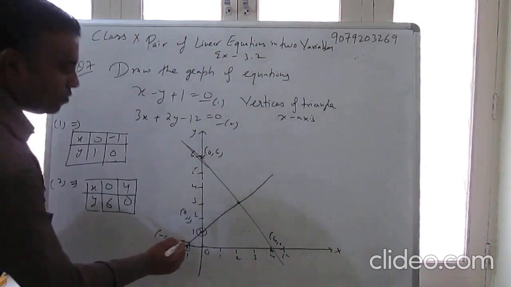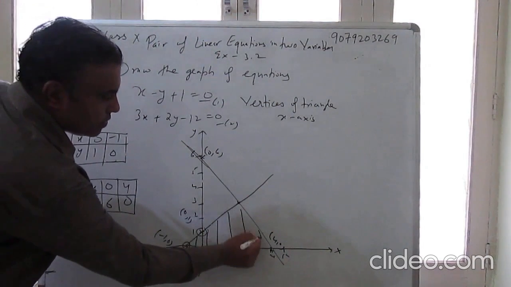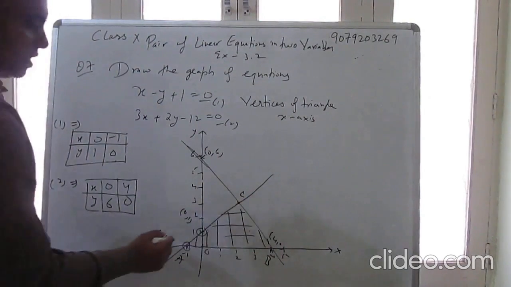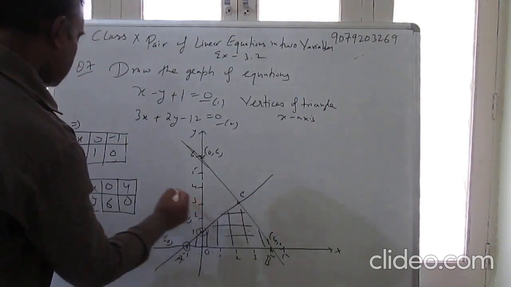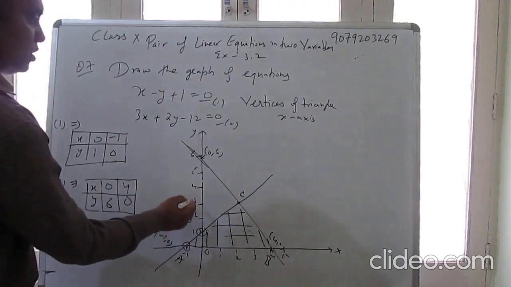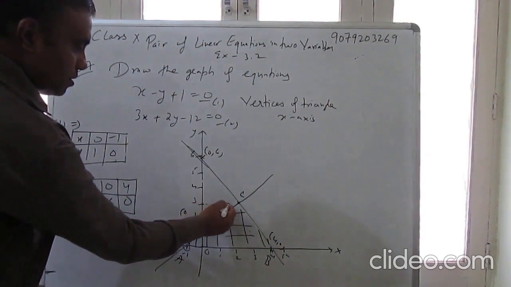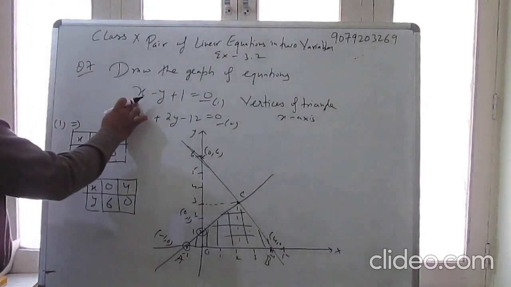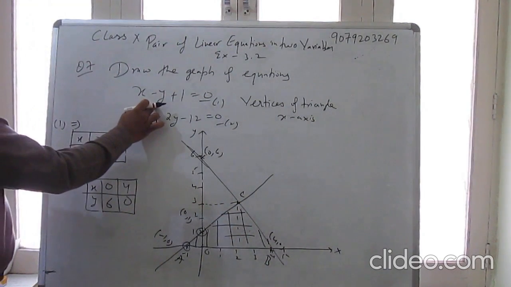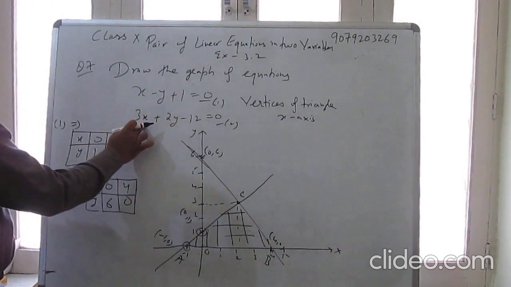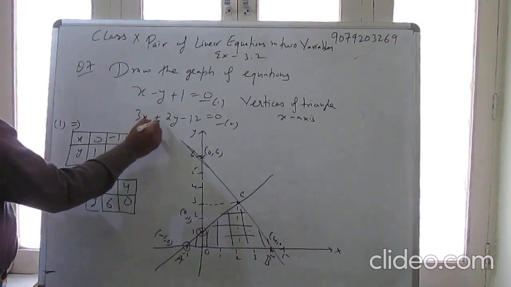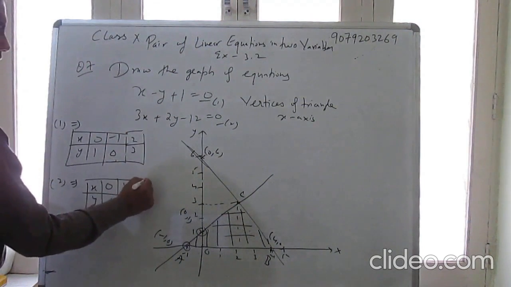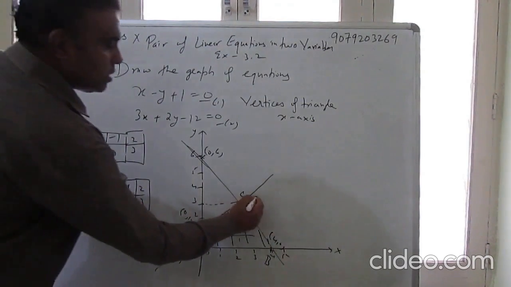This is the intersecting point. You have to shade the triangle and give it the names A, B, C. So C is somewhere around 3 and 3. From the graph the actual point comes out as 2, 3. If I put 2 and 3, it will satisfy both equations. So 2, 3 is the intersecting point.